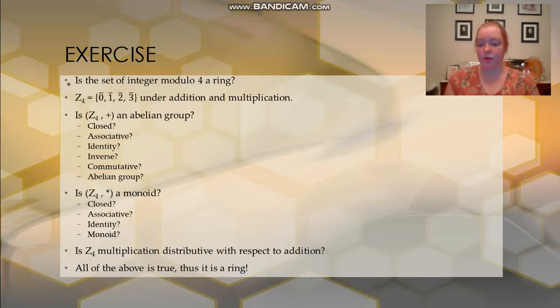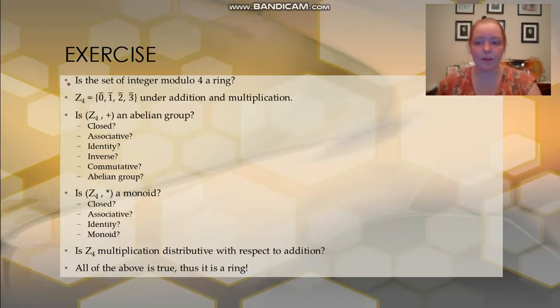So we know now that it is closed, associative, and has an identity under multiplication. So that makes Z subscript 4 under multiplication a monoid, which is the second axiom for becoming a ring. The third axiom is: is Z4 under multiplication distributive with respect to addition? And we do know that because these are integers, they will distribute over addition. So it is true. Because it's an abelian group under addition, a monoid under multiplication, and multiplication is distributive with respect to addition, this is in fact a ring.